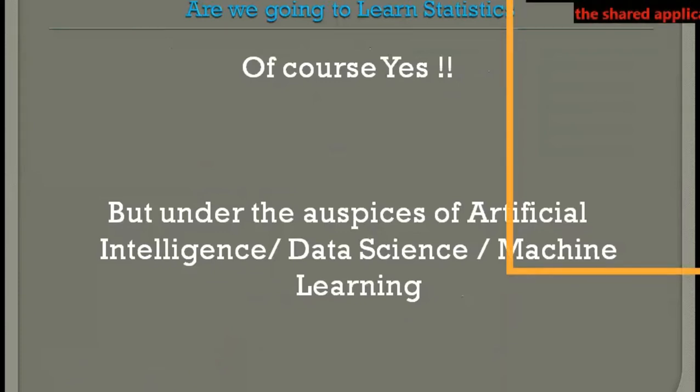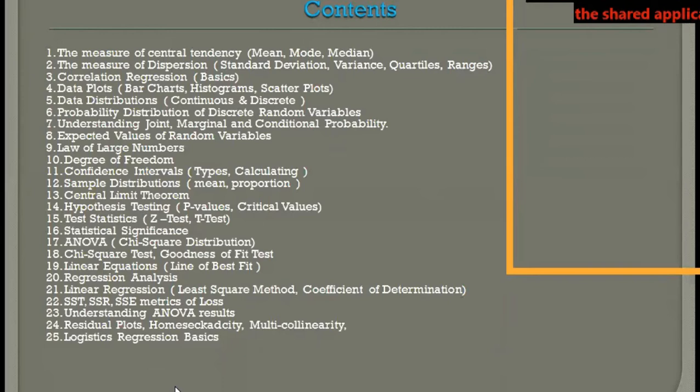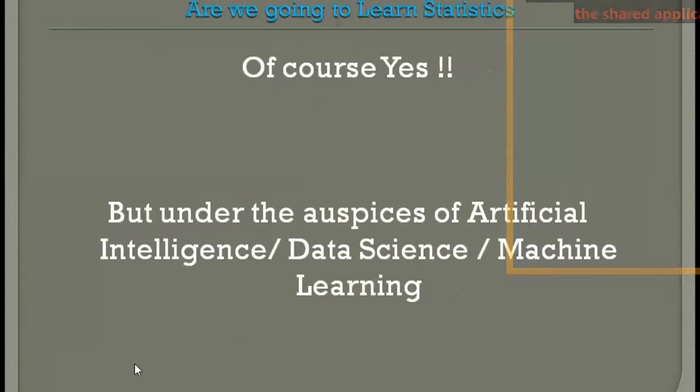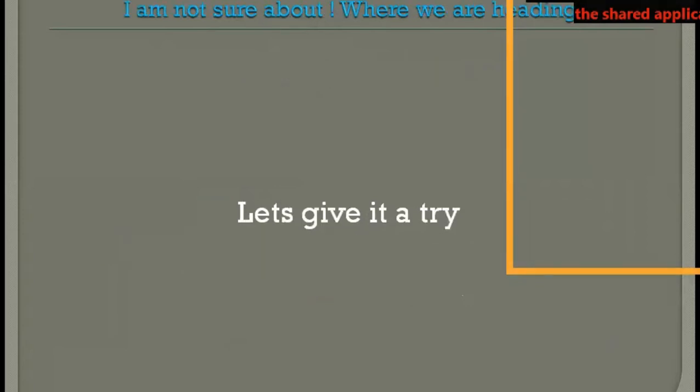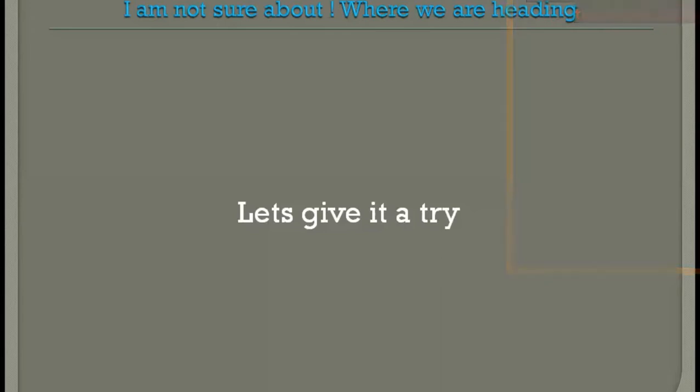Now, if you look at this previous slide, this all seems to be the first page of a statistical book, and yes, it is, and it's quite related. So are we going to learn statistics? Probably yes, but under the auspices of artificial intelligence, data science, and machine learning. So tighten your seatbelts so that you can take on this statistics. Some of you may not be sure where we are heading, because you may have a different perception regarding this course. So let's give it a try and see where we are heading.